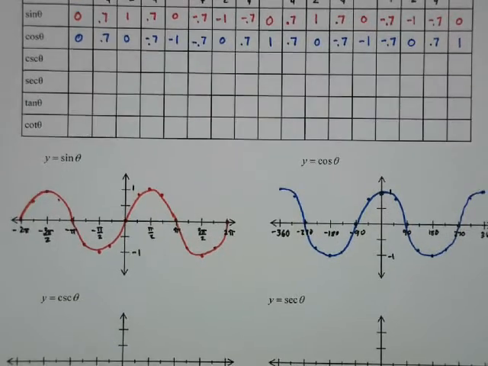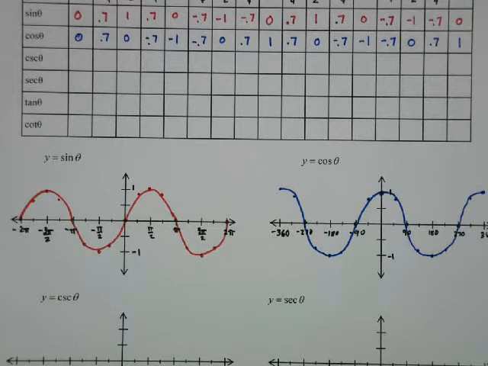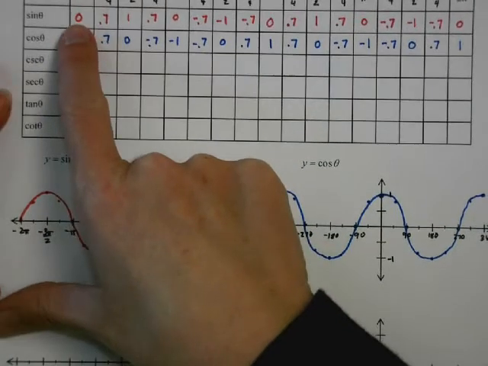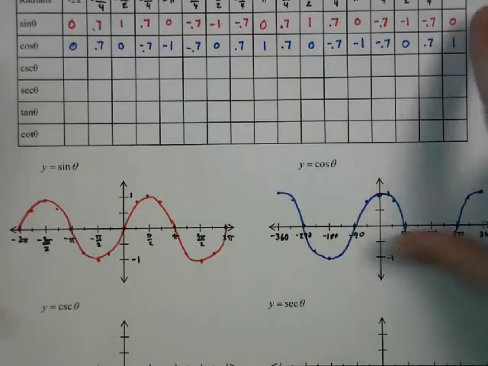So these two graphs are going to be our main focus, but I want to go ahead and graph the other 4 just so you see what those look like. I'm going to fill in the values and then graph. So first I'm going to fill in the values for cosecant. These are all going to be the reciprocals of sine values.